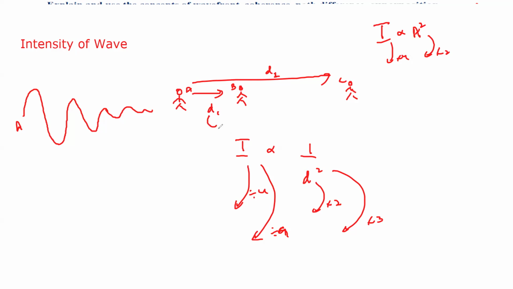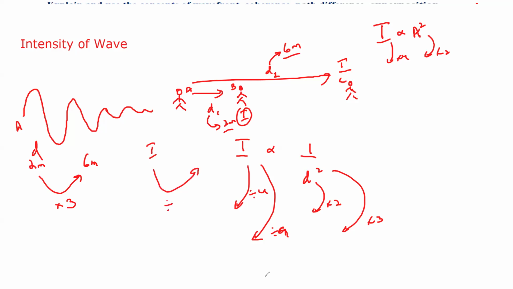So if I say this distance was 2 meters, and this distance, for example, was 6 meters, and the intensity of A was I, what is the intensity of C? How do we know the intensity? You have to compare the distance. 2 meters becomes 6 meters. By what factor has the distance increased? 2 becomes 6, so it has increased by 3. If the distance is increased by 3, what should happen to intensity? It should decrease by 9. So if B receives the intensity I, this will be I by 9.